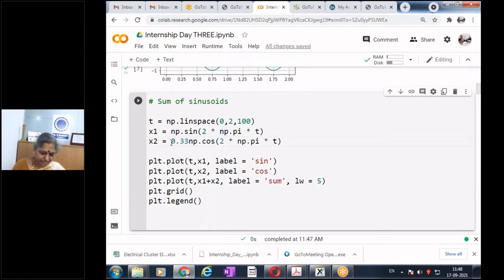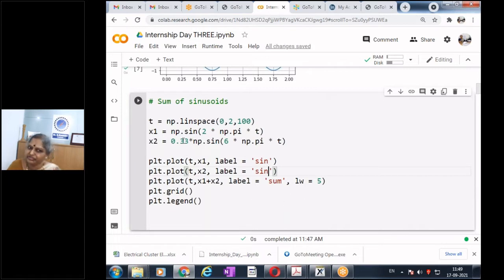let us say 0.33 into sine 6 pi t. Please note this also is a sine, but of a higher frequency and a different amplitude. And then I'm plotting x1 and I'm giving the sum this way.